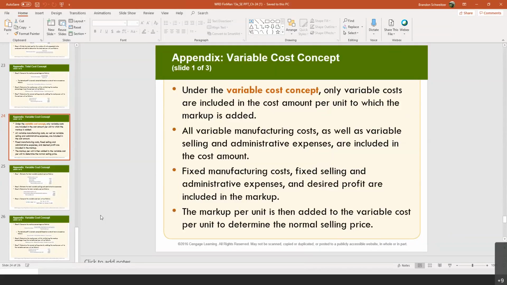The only thing that's variable in this concept are the manufacturing costs and the selling administrative expenses. The reason why selling administrative expenses are considered variable is because, as you know, they go up or down dependent on the amount that is being produced. The markup per unit is added to the variable cost to determine its normal selling price.